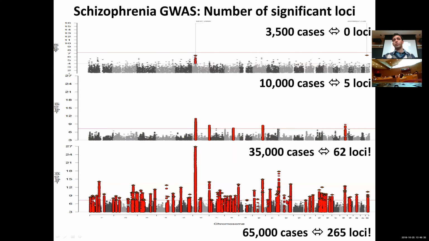Schizophrenia used to be thought to not be due to common variants. And then suddenly you realize that this was just a question of power. As you increase more and more the number of cases, you suddenly had the ability to discover it.